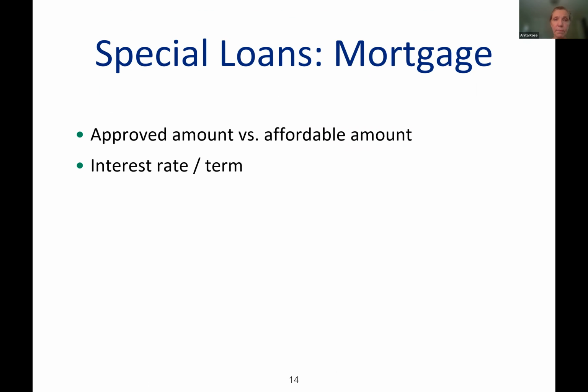So all right, some special loans, or special information as it relates to loans. We have the approved amount versus the affordable amount. Let's say we go for a mortgage, we're house shopping, and we want to get a pre-approval letter from a mortgage company. So we go to Chase or any of the mortgage lenders and we want to be pre-qualified.